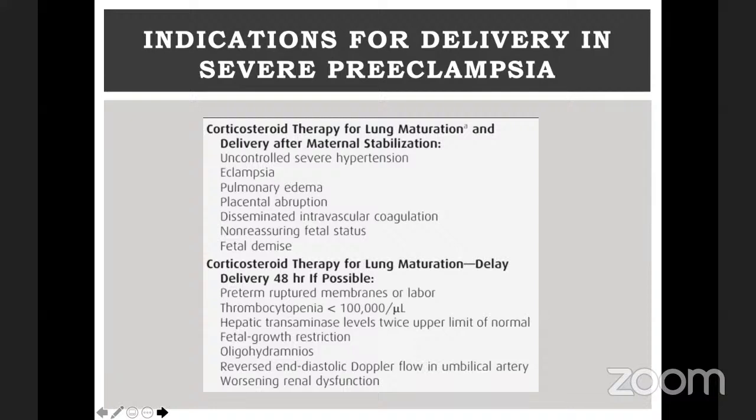Indications for delivery in severe preeclampsia, with corticosteroid therapy for lung maturation and delivery after maternal stabilization: uncontrolled severe hypertension, eclampsia, pulmonary edema, placental abruption, disseminated intravascular coagulation, non-reassuring fetal status, fetal demise. With corticosteroid therapy for lung maturation, delay delivery 48 hours if possible: preterm ruptured membranes or labor, thrombocytopenia less than 1 lakh, hepatic transaminase levels twice the upper limit of normal.